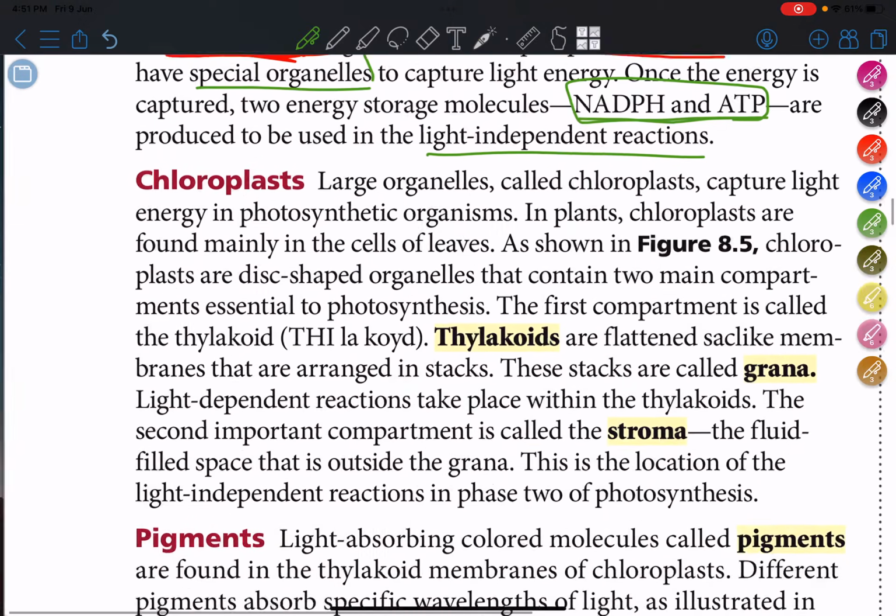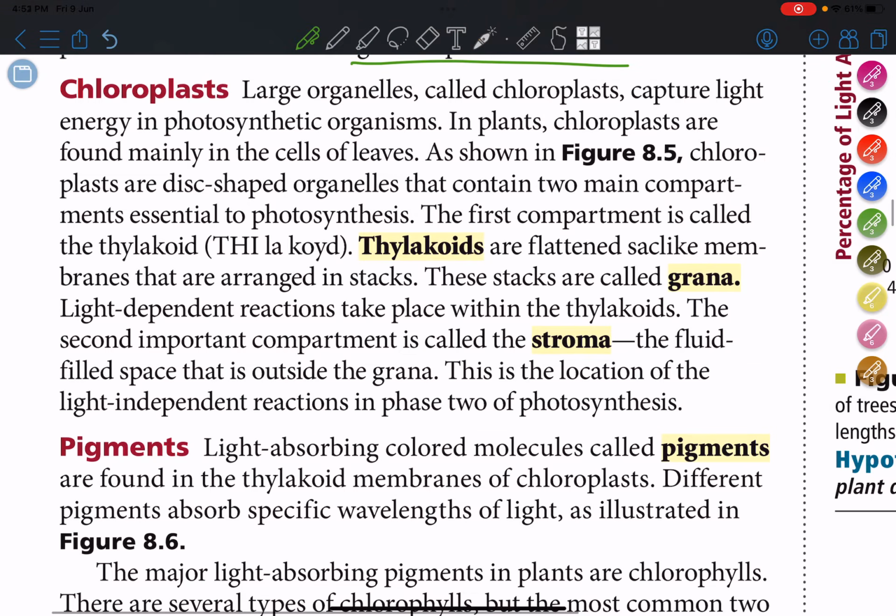All right, let us move on to chloroplasts. So chloroplasts are large organelles that capture light energy in photosynthesis. So if someone says, what is the function of chloroplasts in photosynthesis? It is to capture light energy.